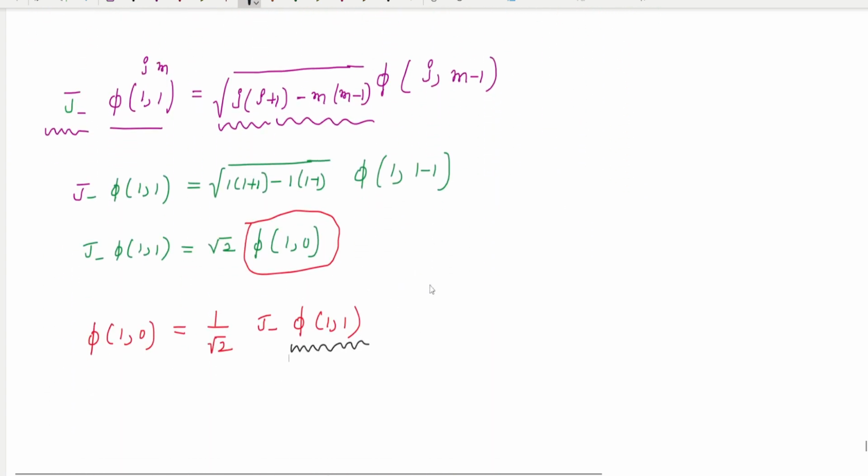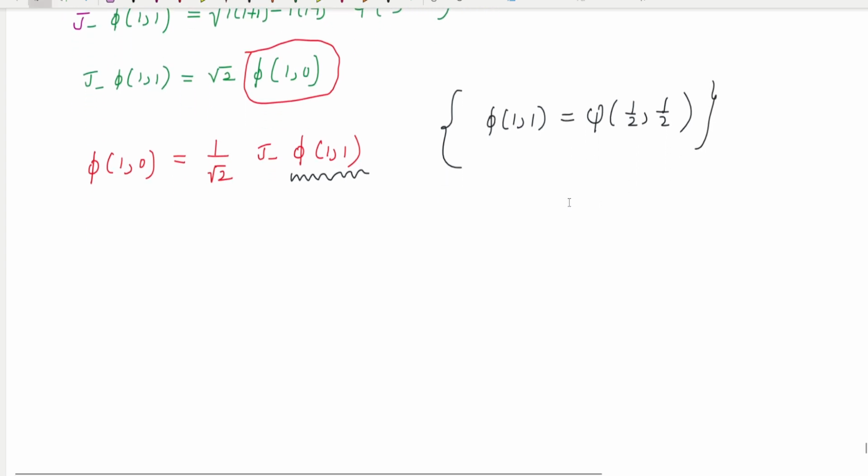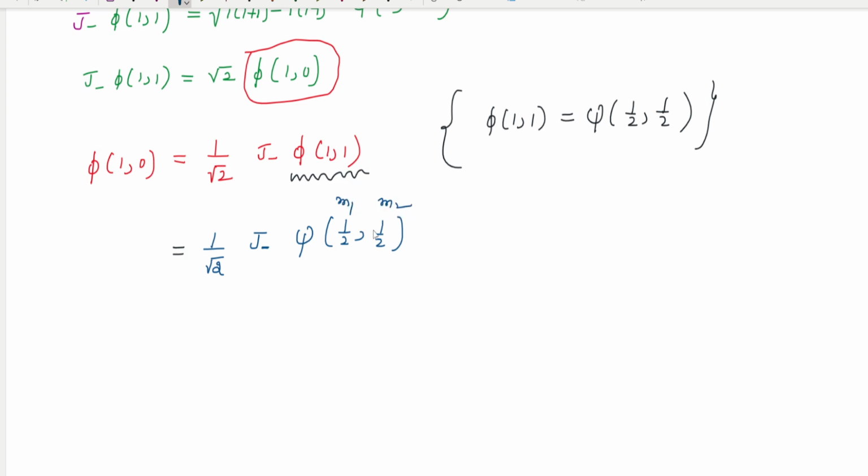So equation number 1, wave function psi 1 comma 1, this is equation number 1. So in place of the psi 1 comma 1 state, I am going to use this psi 1 by 2, 1 by 2. Then only I can get the coefficients. One divided by root 2 J minus, please observe carefully here. This is wave function psi 1 divided by 2, comma 1 divided by 2. So this is m1 and this is m2. Then you can split this j minus into the two operators, j1 minus plus j2 minus.